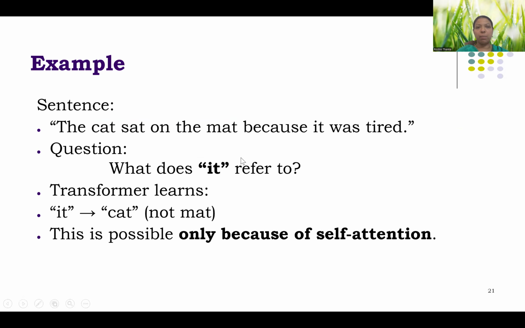So here is another example. The cat sat on the mat because it was tired. So we have two things, the cat and the mat. So what does "it" represent? Does it represent the mat or does it represent the cat? The transformer model can easily understand it refers to the cat because it is not working like a sequence. It is able to understand using the self-attention mechanism. It can find the important words and the relationship between them in the particular context. So that is the speciality.